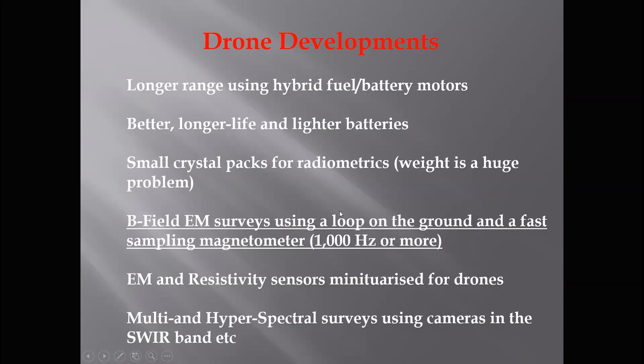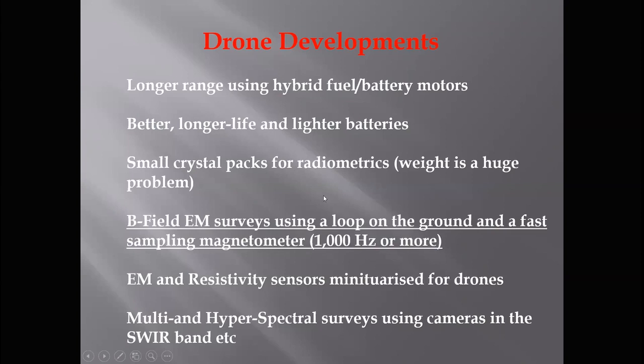Most exciting thing I think that's happening is the B-field EM surveys using a loop on the ground and your fast sampling magnetometer. We're getting magnetometers, funny enough, it's ironic, but they're starting to use diamond magnetic sensors, diamond-based sensors, and they reckon they're going to sample at 20,000 hertz and even more. So we really are going to be able to start doing EM surveys with drones simply by flying a magnetometer.